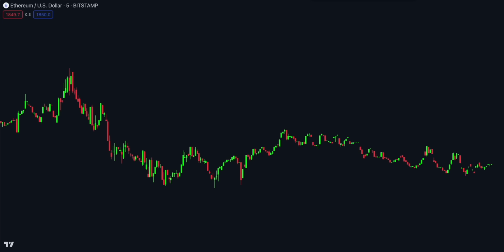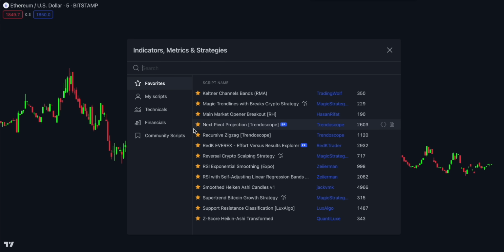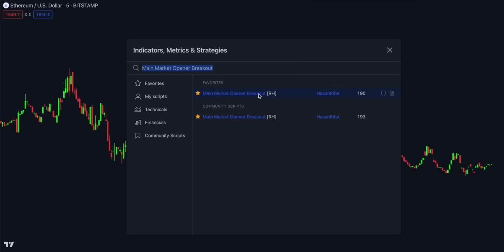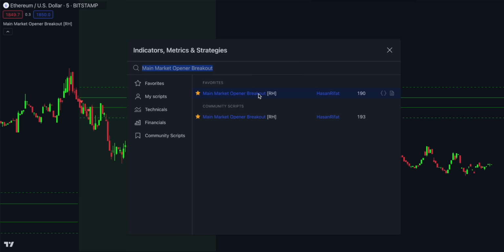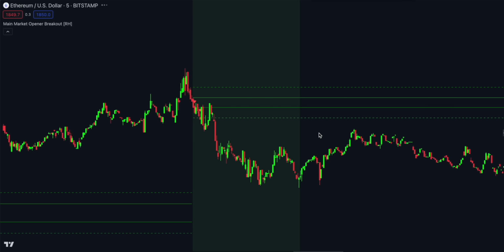First, open the indicators and search for a tool called the Main Market Opener Breakout by Hassan Rifat. Apply the indicator to the chart. There is no need to adjust any settings, however you can switch sessions to find the one with the highest accuracy.